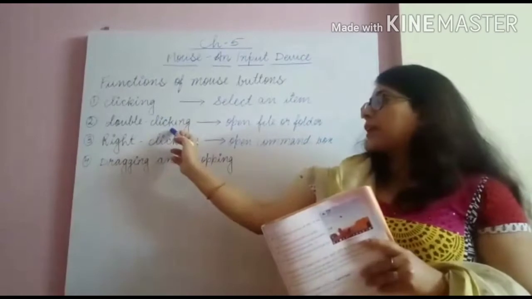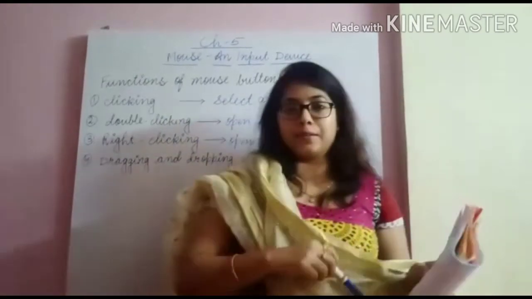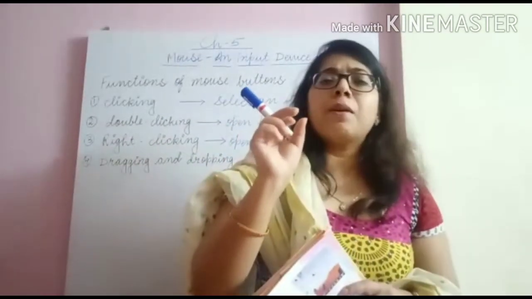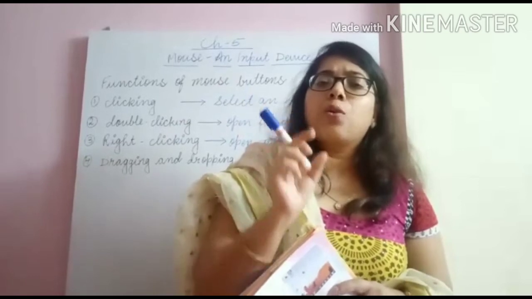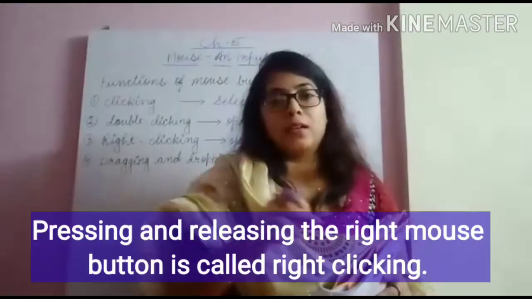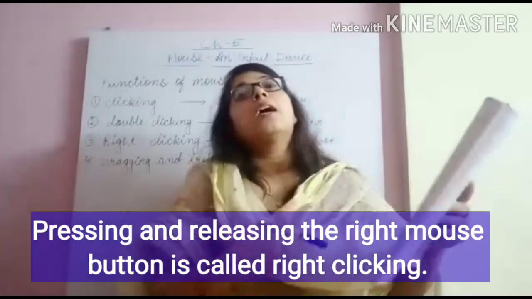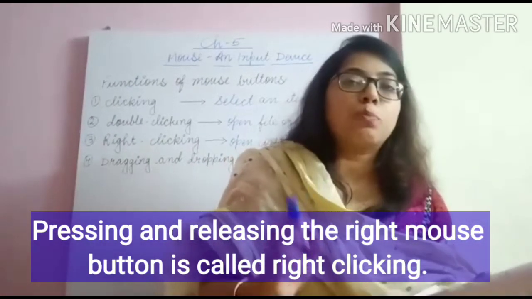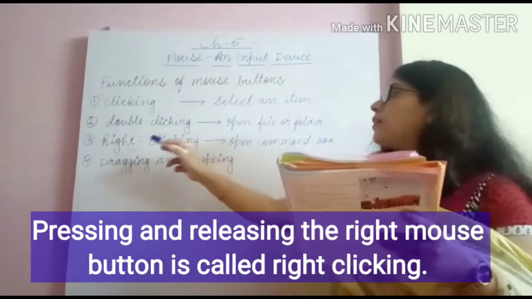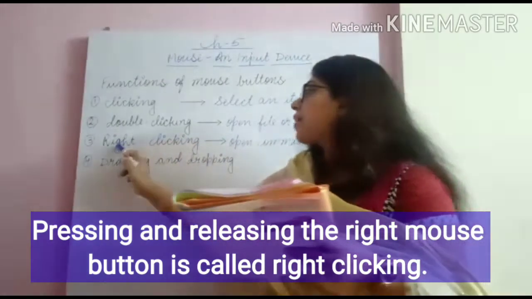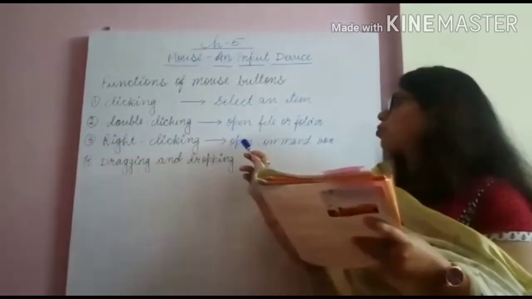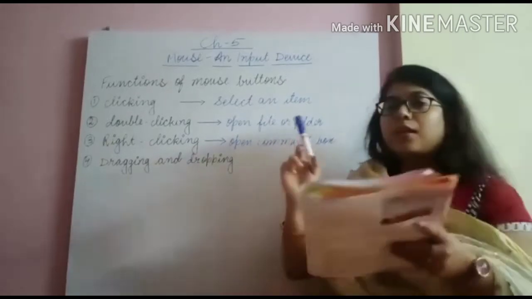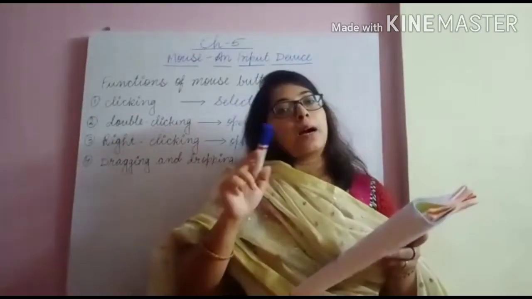Now after double clicking we'll see what is right clicking. As the name says, right clicking means you have to press the right mouse button. Which mouse button do you have to press? The right mouse button. Pressing and releasing the right mouse button is called right clicking. Now what is the function of right clicking? It helps us to open the command box.